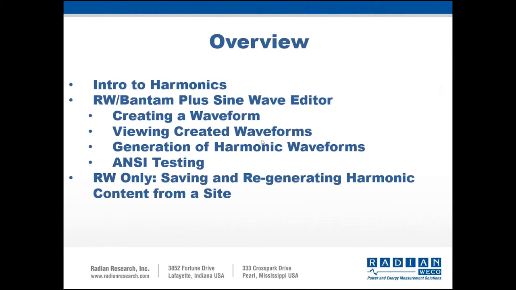And then with that, we will go into the Bantam Plus and RW sine wave editor, what that is, and how to create a waveform with it. Viewing these created waveforms, seeing what harmonic contents you are generating and what you've created inside of the sine wave editor. Then assigning them to voltage and current and generating these harmonic waveforms, as well as using this tool for ANSI C12.20 2015 testing, usually waveforms 5561 through 5566, and how to do that inside of your RW or Bantam Plus.